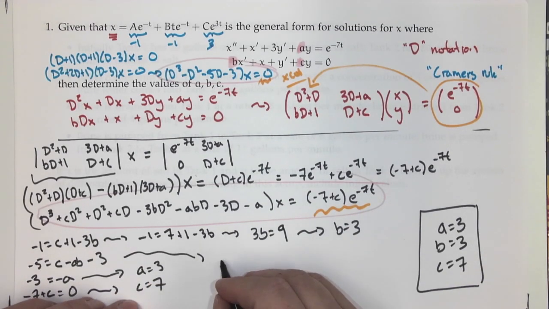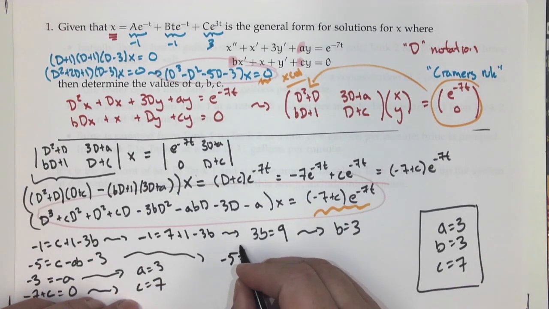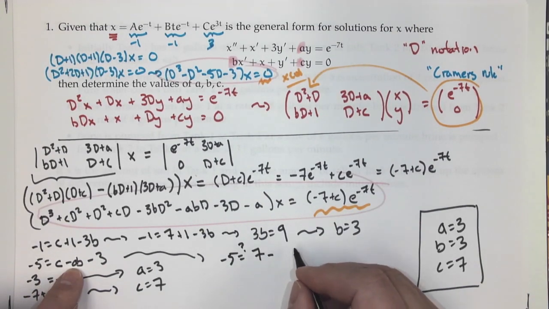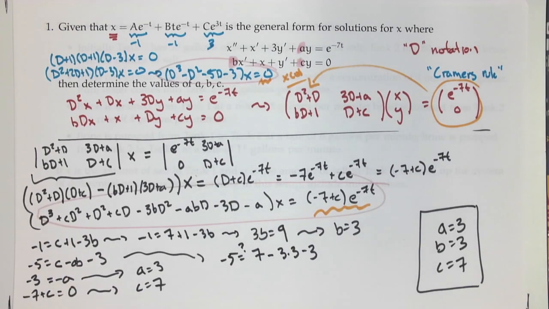Here's our check. Negative 5, does that equal 7 minus 3 times 3 minus 3? Does that work? Does negative 5 equal 7 minus 9 minus 3? Yes, it does. So it works, and we're done.